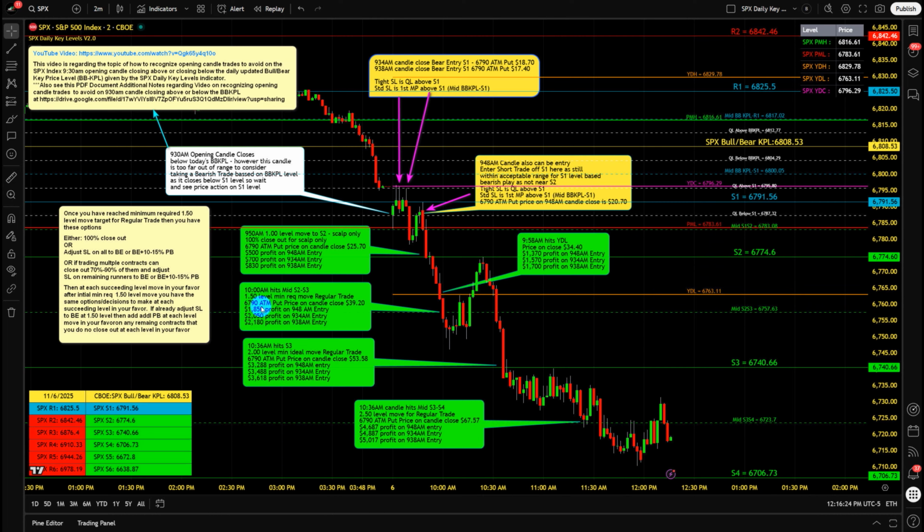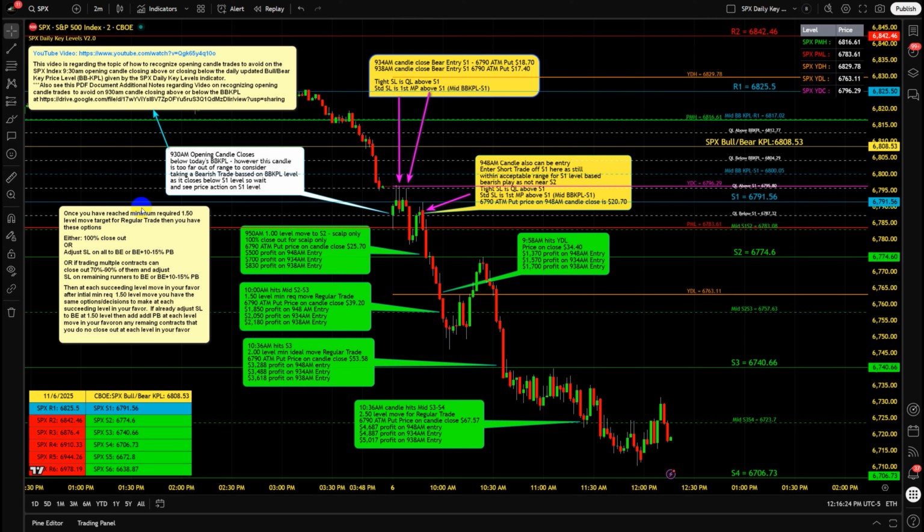So the put price on this candle close is $39.20. That is an $1,850 profit on a 9:48 a.m. entry, or a $2,050 profit on the 9:34 a.m. entry, or a $2,180 profit on the 9:38 a.m. entry.